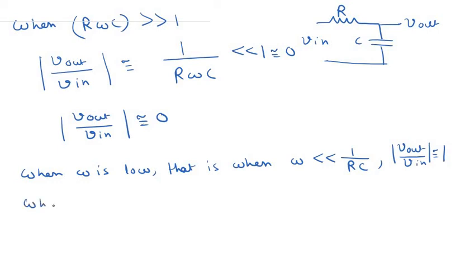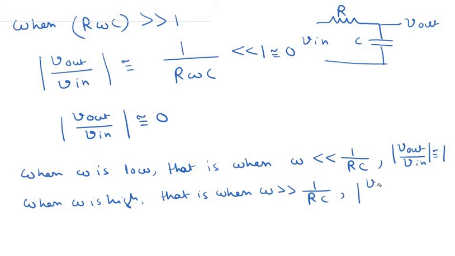On the other hand, when omega is high, that is when omega is much greater than 1 by RC, in that limit magnitude of V out divided by magnitude of V in is approximately equal to 0, which basically means that V out is approximately equal to 0. So if we plot the magnitude of V out versus the magnitude of V in for this circuit, this is what we will get.